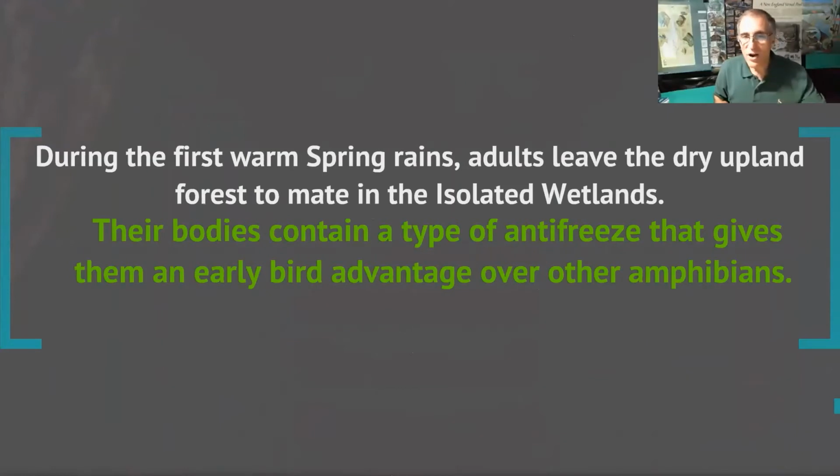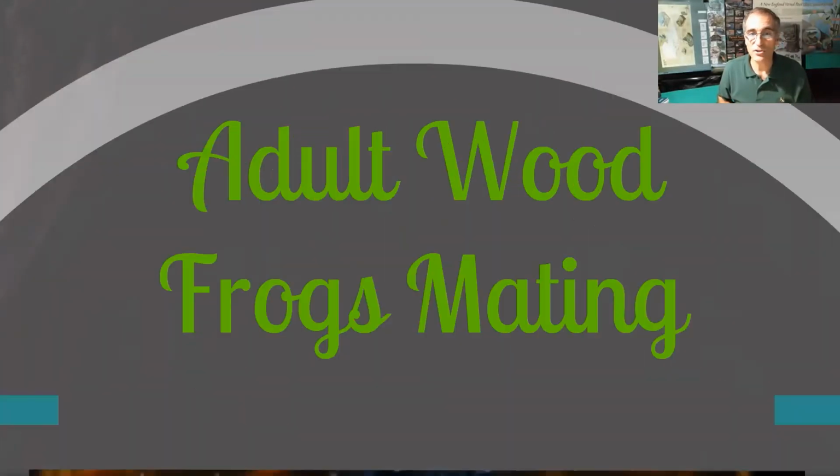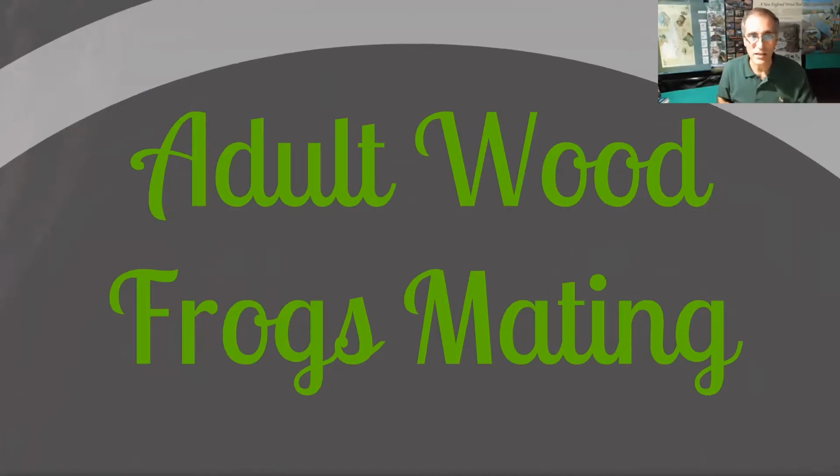The wood frog has a type of glucose or sugar that keeps the animal's blood from crystallizing and ripping apart its capillaries. We get frostbitten, they don't. So that's all the clucking you hear. It's not chickens. Cluck, cluck, cluck, right? It's not chickens.